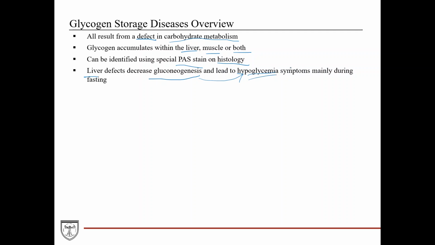And so you'll develop symptoms of hypoglycemia mainly during fasting, because if you consume glucose, you certainly have a store of it there. But during periods of fasting, you're relying on gluconeogenesis to provide that glucose to carry out glycolysis.